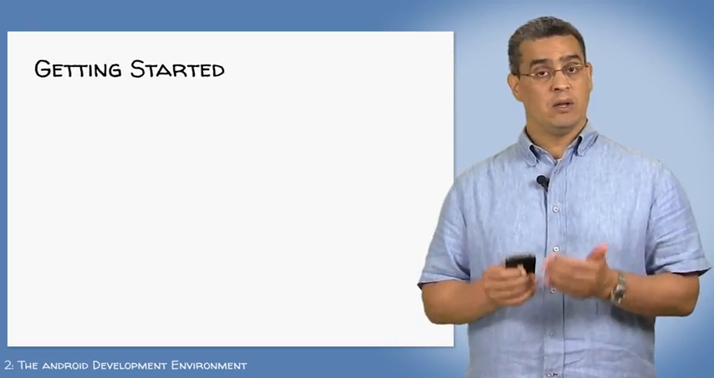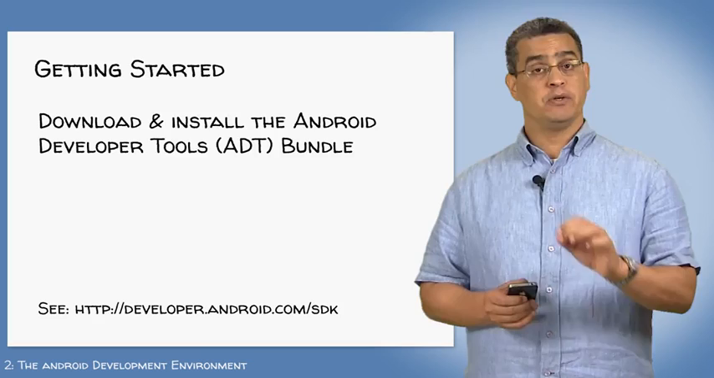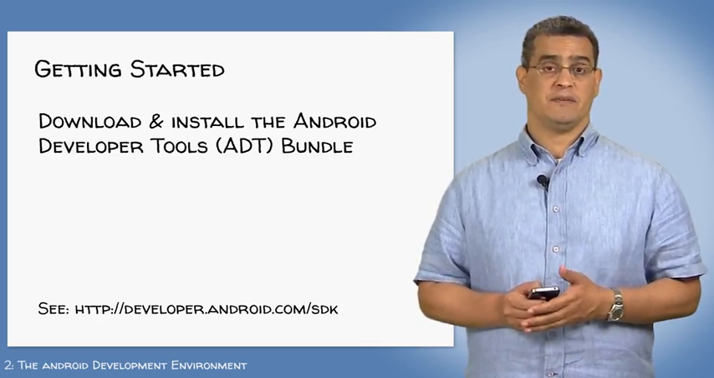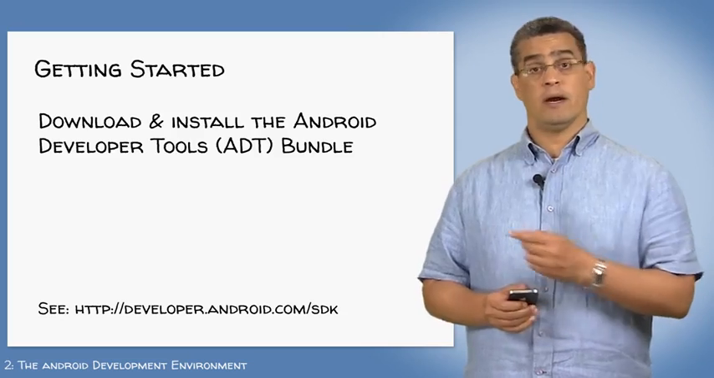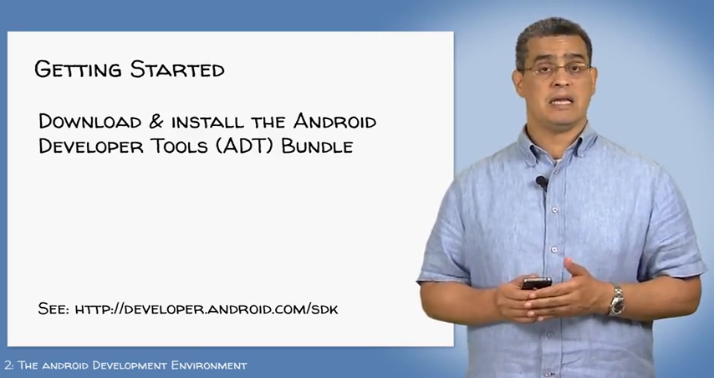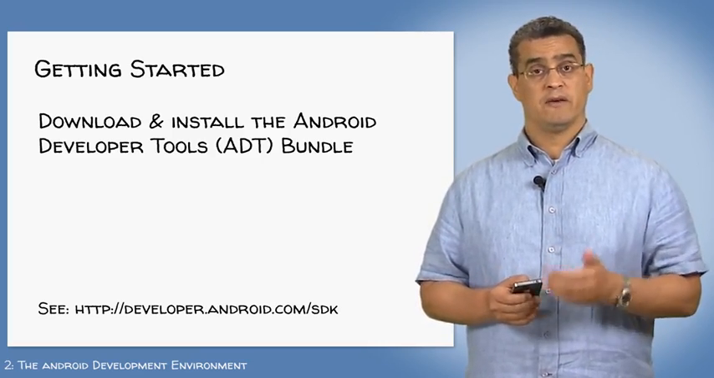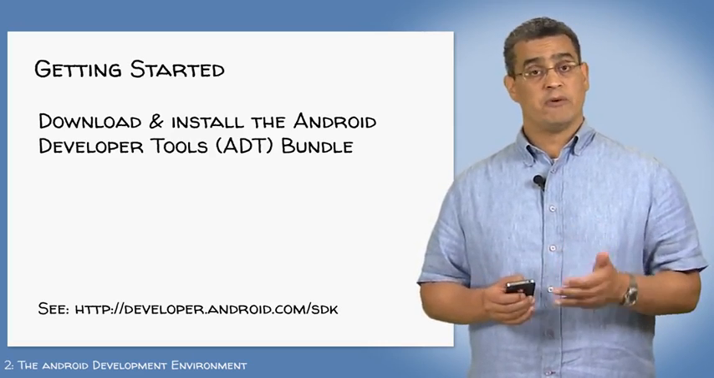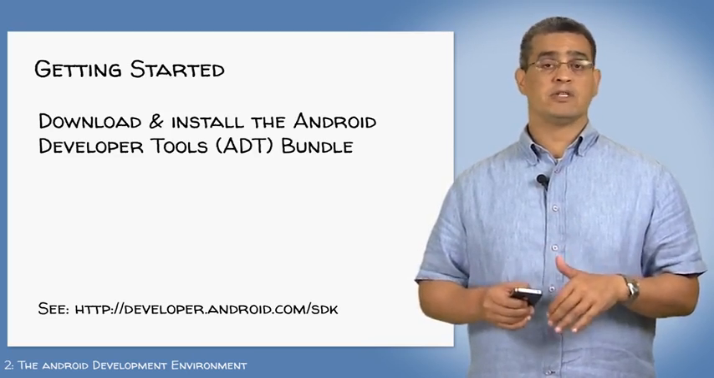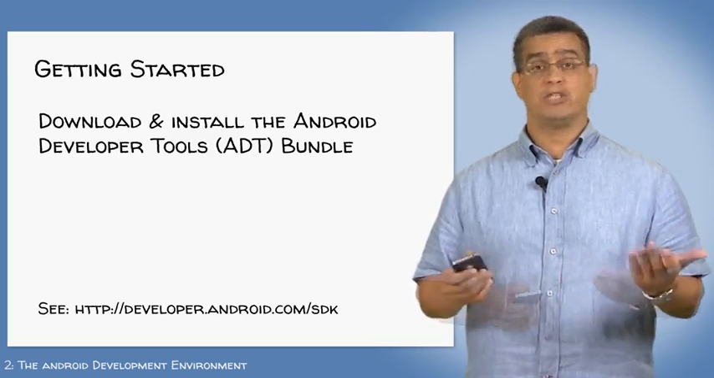So first, download and install the Android Developer Tools, or ADT bundle. Now, I suggest you do this right now, and that way you can follow along with my examples while you watch the rest of this lesson. You can find the ADT bundle at the URL shown here. Now, I'll also point out that Google has recently released a new IDE called Android Studio, which they expect will ultimately become the preferred IDE for doing Android development. However, since Android Studio is still currently in a preview or pre-release state, I'm going to do my demonstrations for this class using Eclipse. But you're free to use Eclipse or to use Android Studio as you wish.